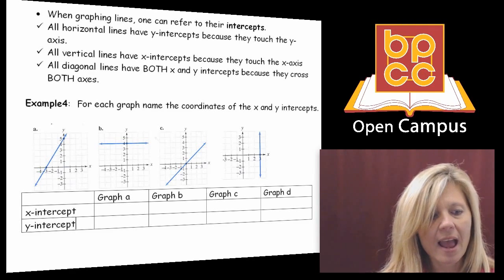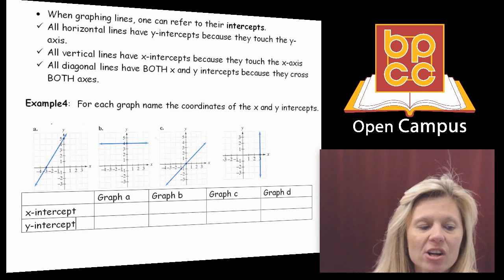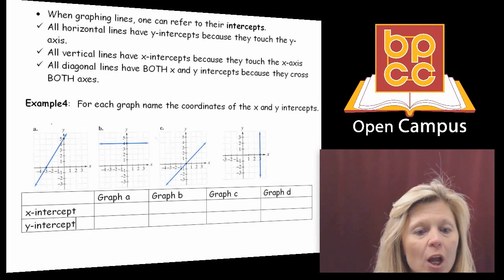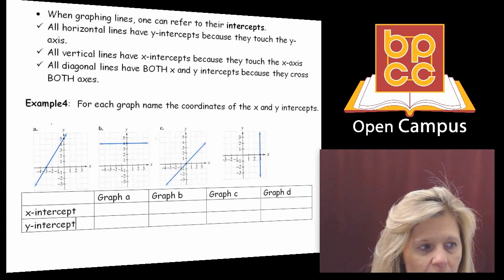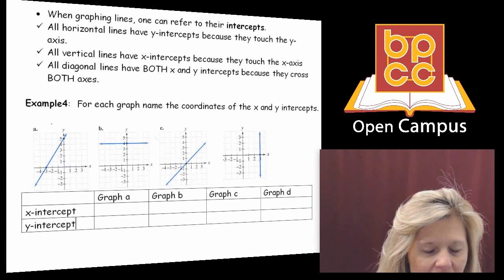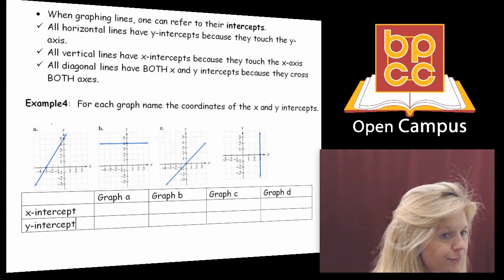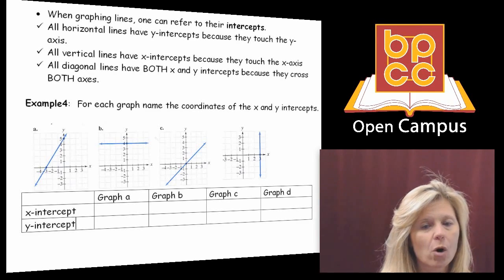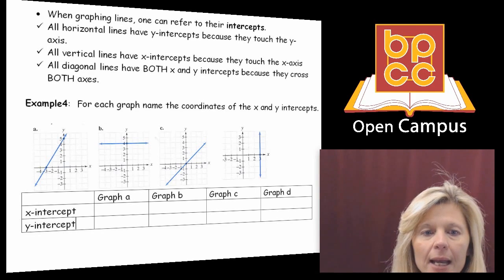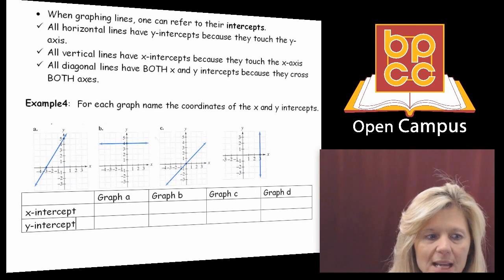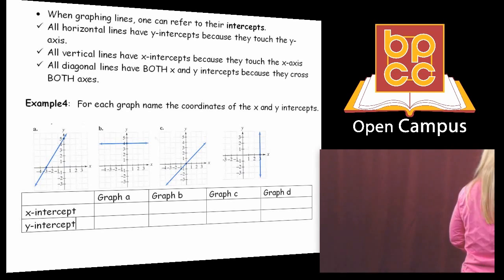Now, we just saw every time you graph a diagonal line, it touches the x-axis and y-axis. We just heard the word y-intercept. Y-intercept means where you touch the y-axis. X-intercept means where you touch the x-axis. So, we have 4 pictures here, 4 graphs, A, B, C, and D. Each one of them has a line on it. What type of line is A? Good, it's diagonal. What type of line is B? Good, it's horizontal. What type of line is C? That's right, it's diagonal. What type of line is D?